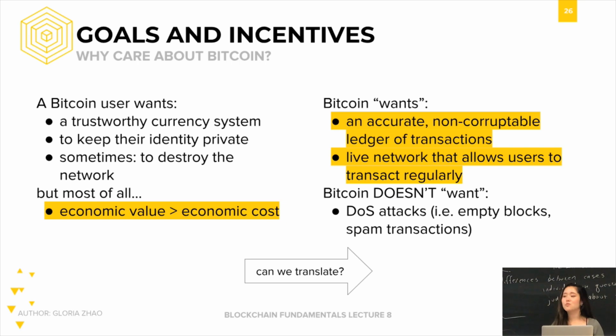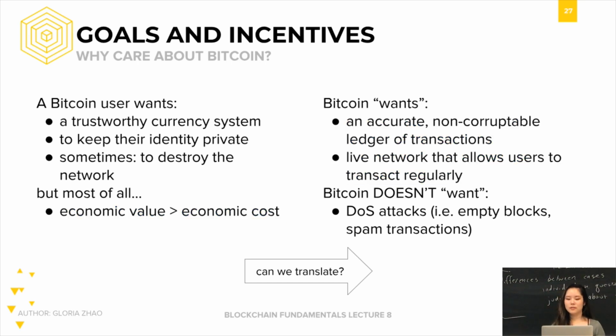And what Bitcoin doesn't want, and what we want to keep in mind when designing incentives, is denial of service attacks, such as miners uploading empty blocks or users uploading spam transactions to clog up the network and make it unusable. So we want all of these things when we're designing a network. So how can we translate these users' interests into the interests of the network? I feel like some of you probably already have some answers, right? So let's look at how we do this.